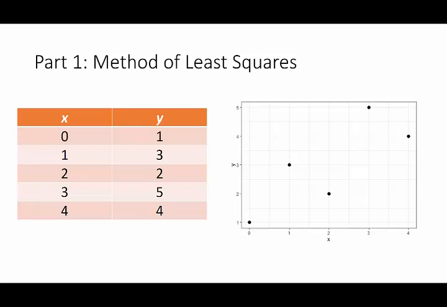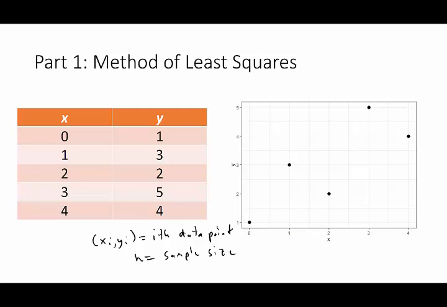Now, notation throughout this video, we're going to use the notation xi, yi to refer to the ith data point in our sample. And we'll use n to be the sample size. So in this case, n would be 5, of course.